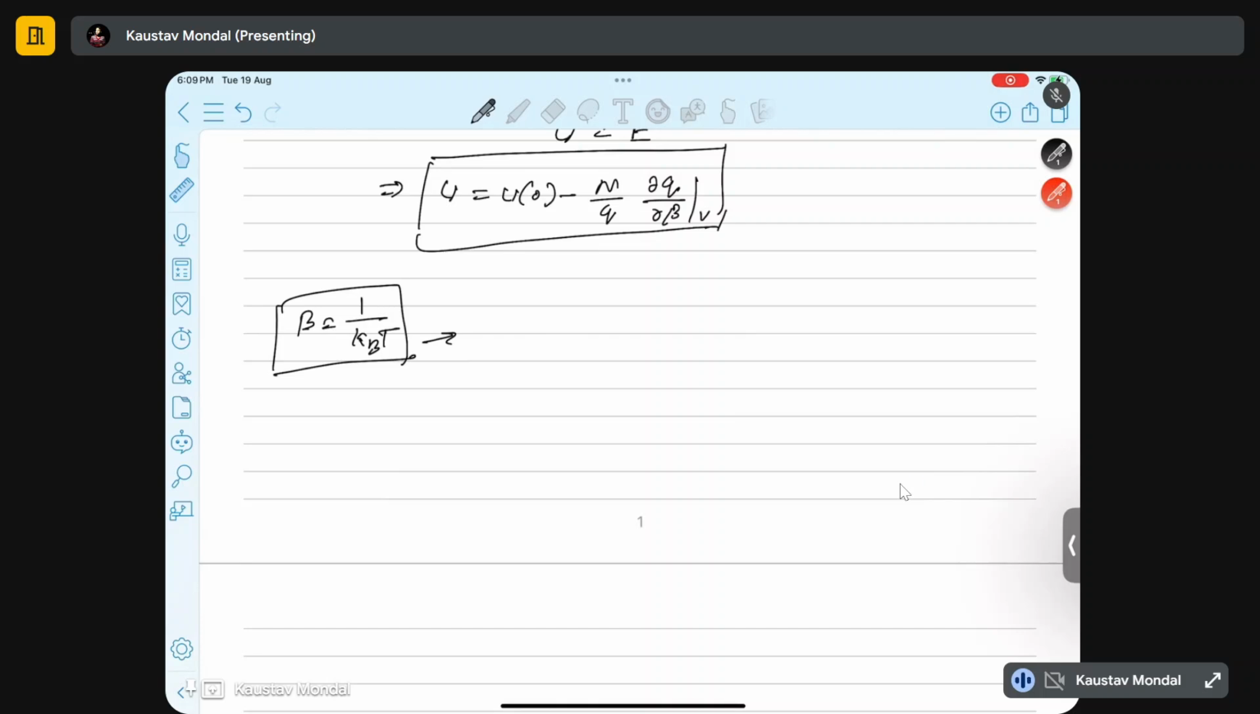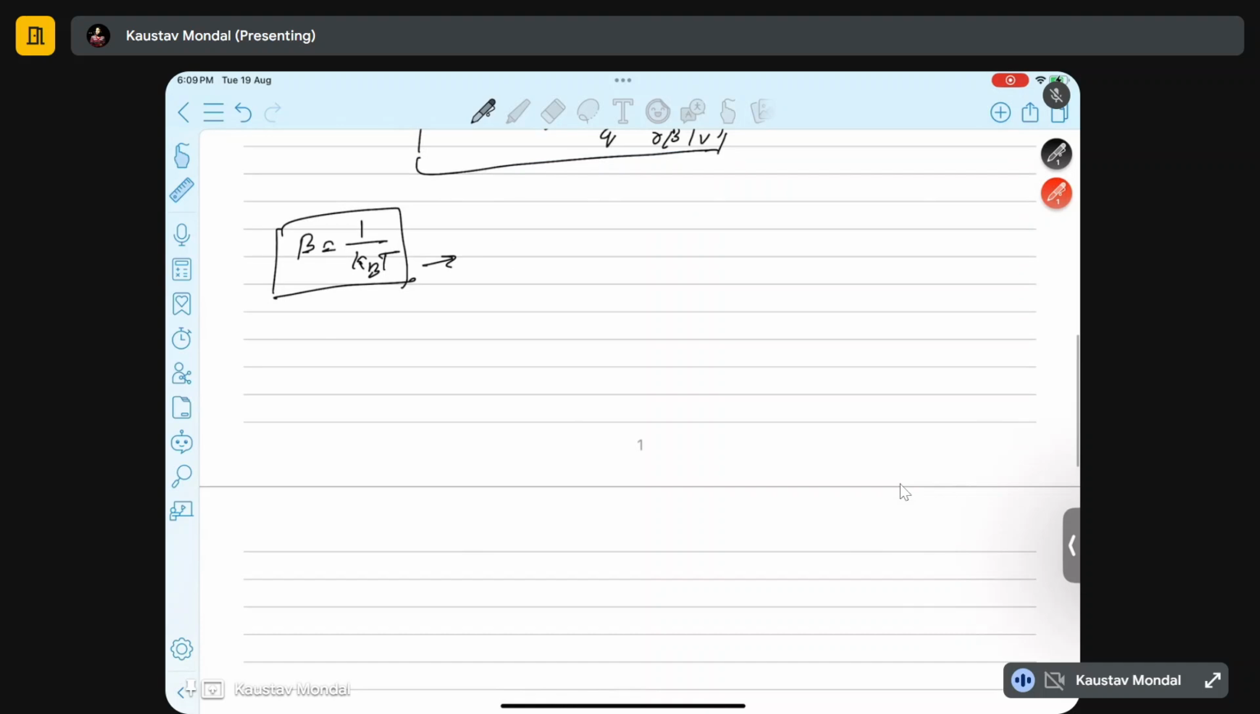Let me tell you briefly how we did it. We basically calculate the internal energy using this formula, N by Q del Q by del beta at constant V.